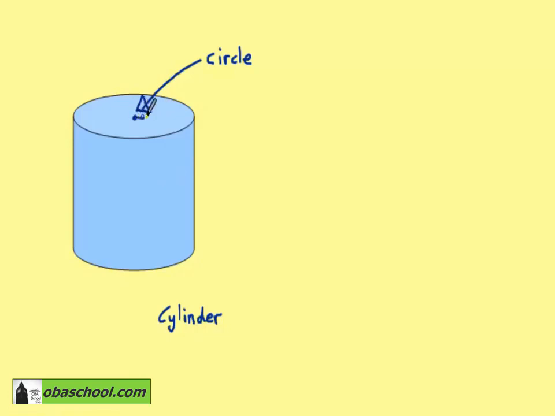If we look at the circular end, the radius I'll call r. The area then of the circular end is pi times r squared. The volume of a cylinder, just as with a prism, is the base area times the height.